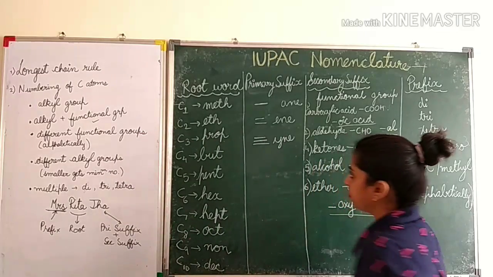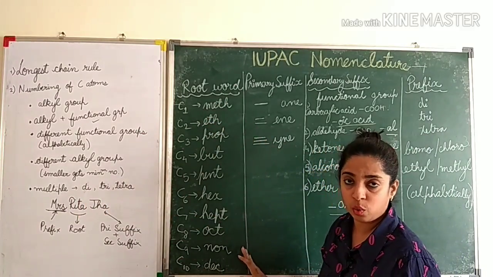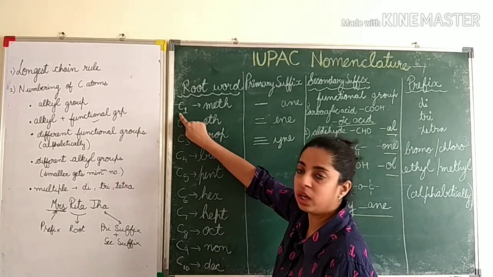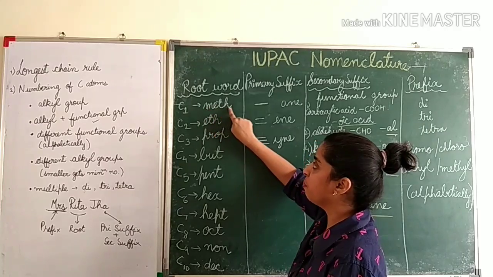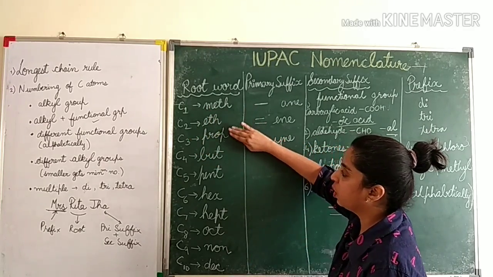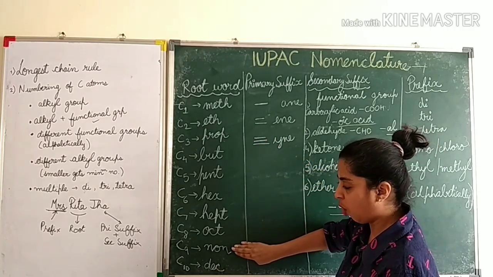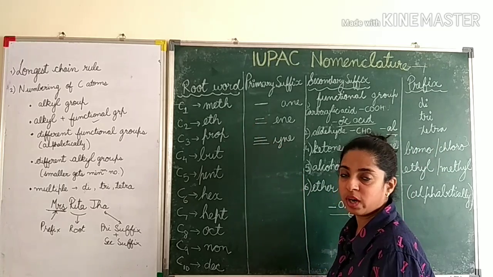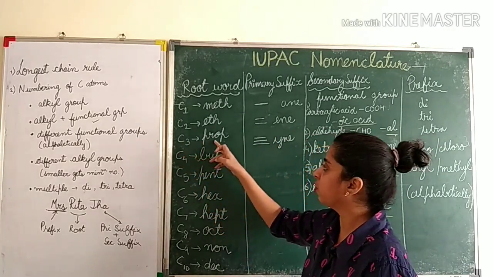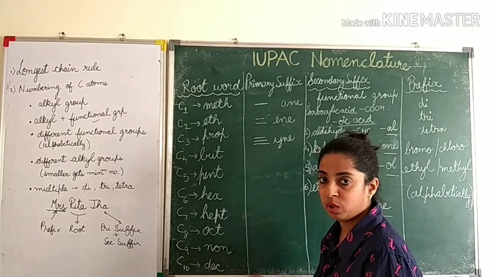Okay, so for your main word, main name, that is known as the root word, it tells you how many carbon atoms are there. So if there is one carbon atom, we name it as meth. Two carbon atoms, eth. So similarly, meth, eth, prop, but, pent, hex, hept, oct, non and dec. So these are the root words and we name it according to the number of carbon atoms. अगर 3 कार्बन एटम है तो we will say prop, 4 है तो but. So accordingly these are the root words.